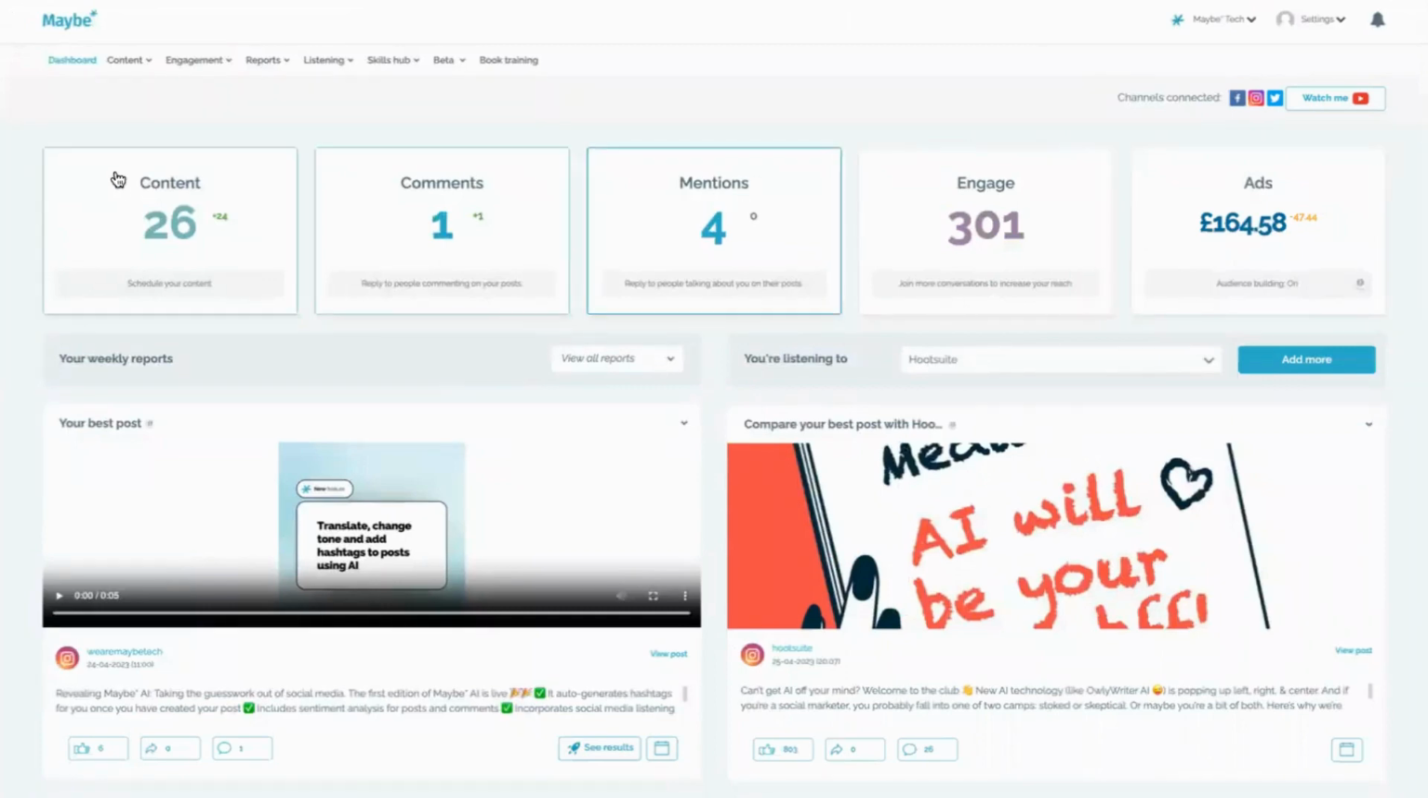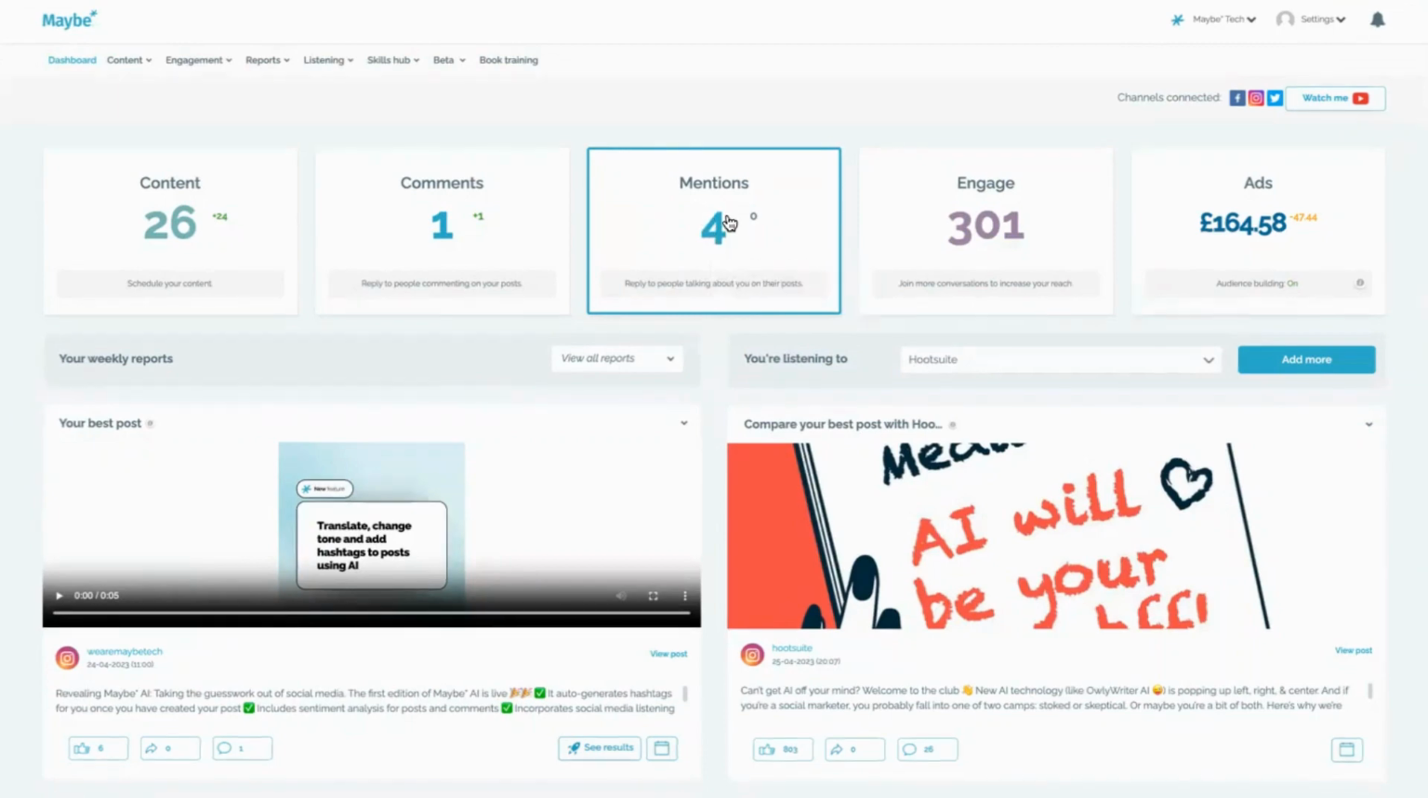However, one of the great things about the dashboard is this bit. So you can keep on top of your content, so the scheduled ins. You can look at the number of comments you've got, but here you can see people that have mentioned you. So here it says 4 mentions, so that's the number of people that have mentioned you in the last 7 days, and then you can reply back to them directly across all of the platforms.